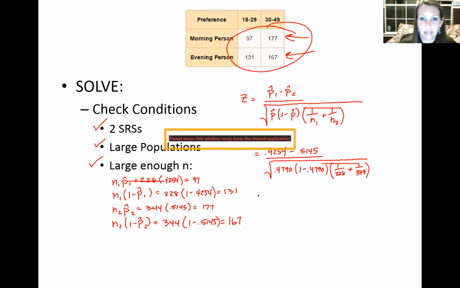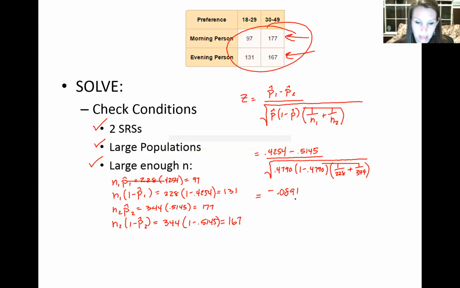All right, now we just got to work through the math here. So I'm going to start with the numerator there. So I take 0.4254 minus 0.5145, and I get negative 0.0891.